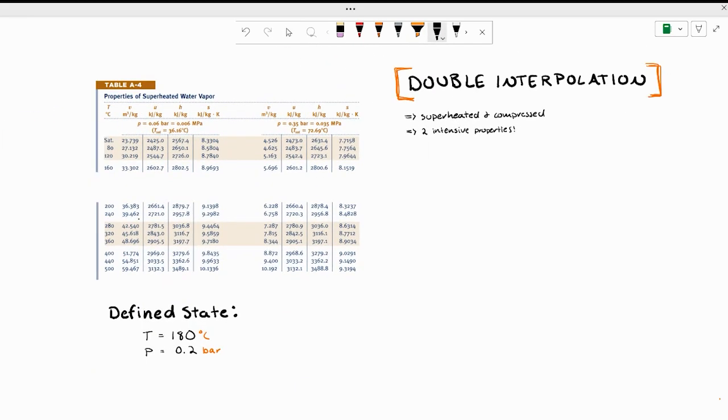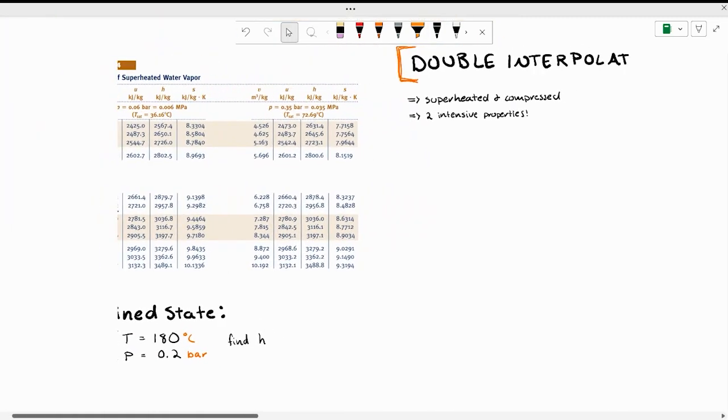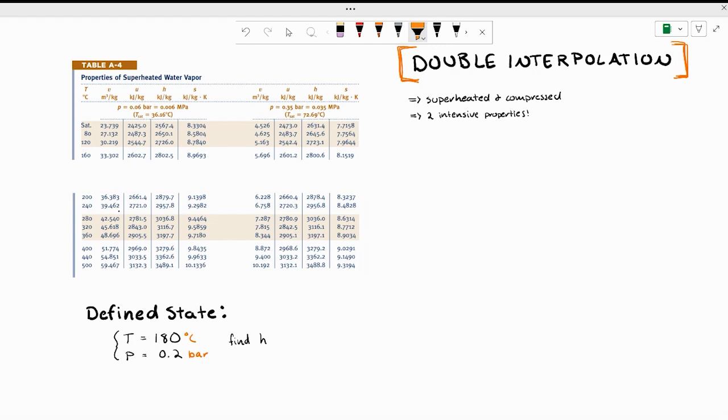For our example today, our intensive properties will be temperature at 180 degrees Celsius and pressure equaling 0.2 bar. We want to find the enthalpy from looking at our given intensive properties. We first need to determine our state. In this instance, we can determine that we have a superheated water vapor.